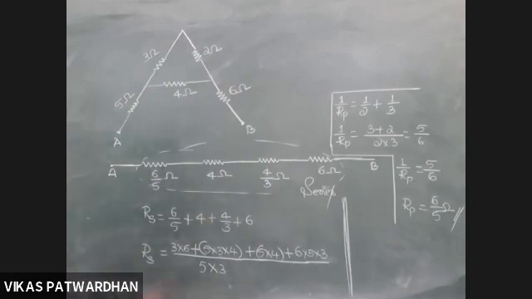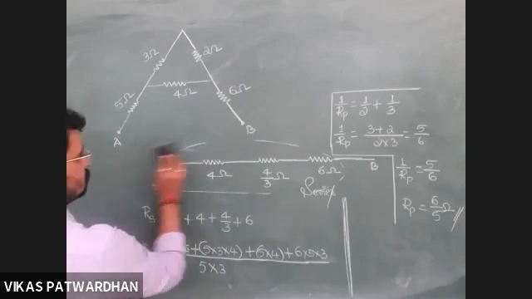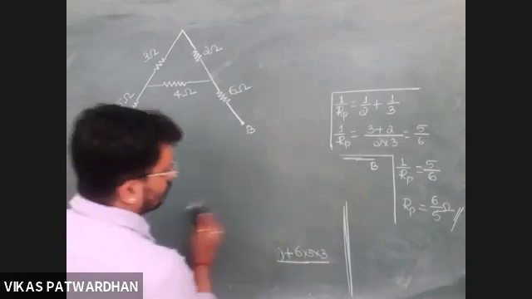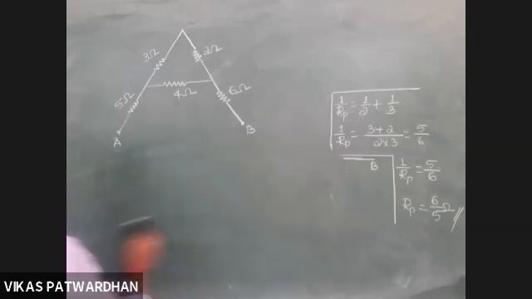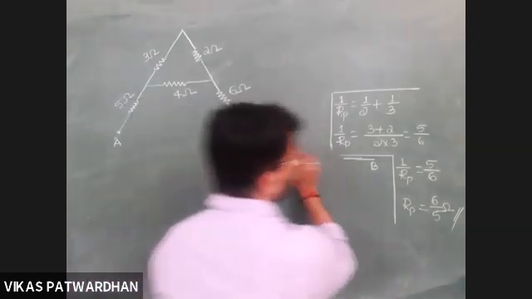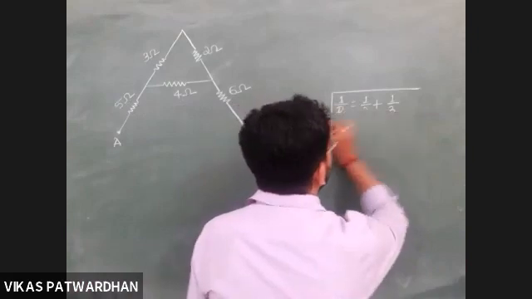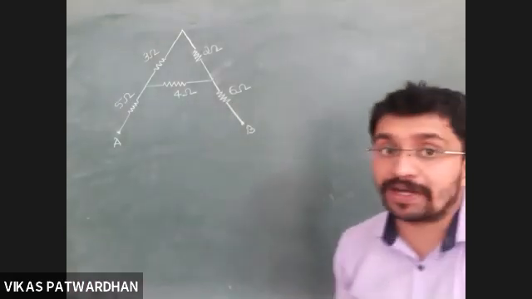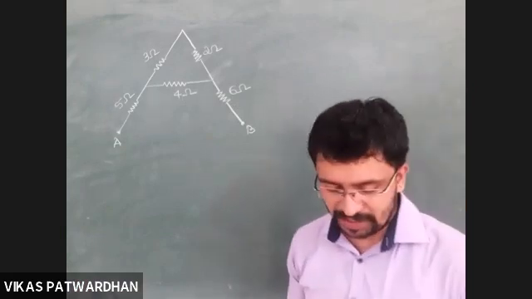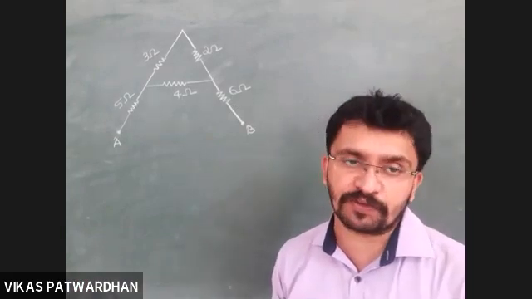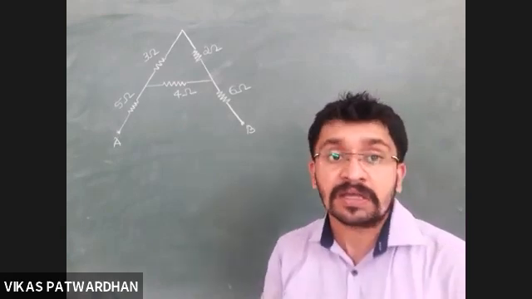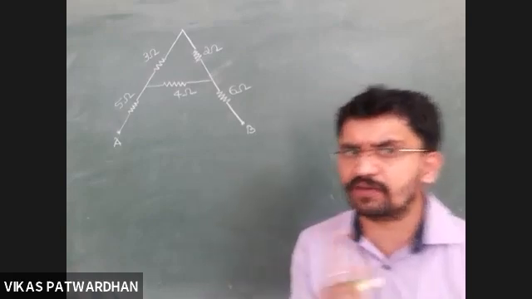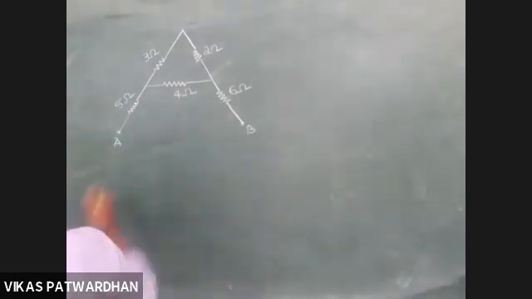First, you have to write the question. This looks like alphabet A. Our task is to identify which is in series, which is in parallel. The first job is identification: what is in series and what is in parallel. Series-parallel identification is first. I'll start from this point.